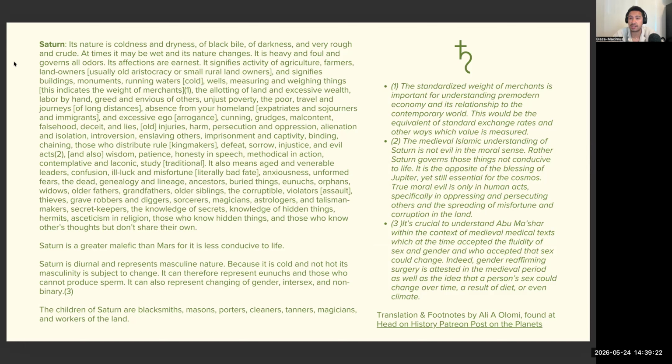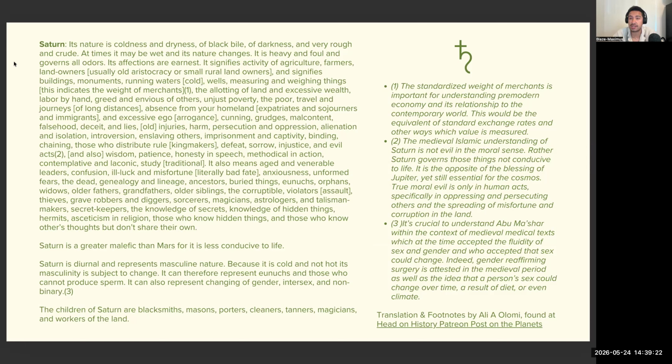And then the children of Saturn are blacksmiths, masons, porters, cleaners, tanners, magicians, and workers of the land. All laborers here tend to be ruled by Saturn, the laboring class of people. And these are Al-Biruni's indications. You can pause here to read them. I'm not going to read them out loud because we're going to be here for a while, unfortunately, if we do.